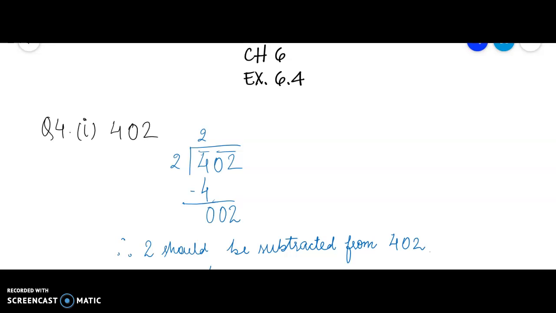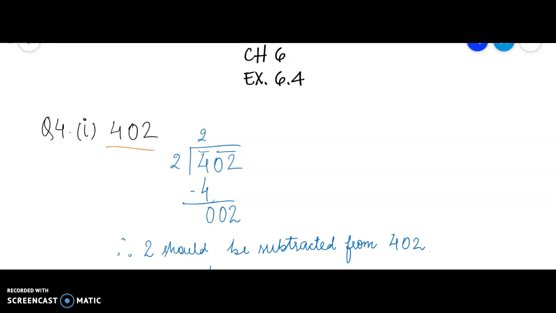Find the least number which must be subtracted from each of the following numbers to get a perfect square. Also find the square root of this perfect square so obtained. So we have been asked to find the least number which must be subtracted from this number. Let us say 402 is the first part, so as to make it a perfect square.